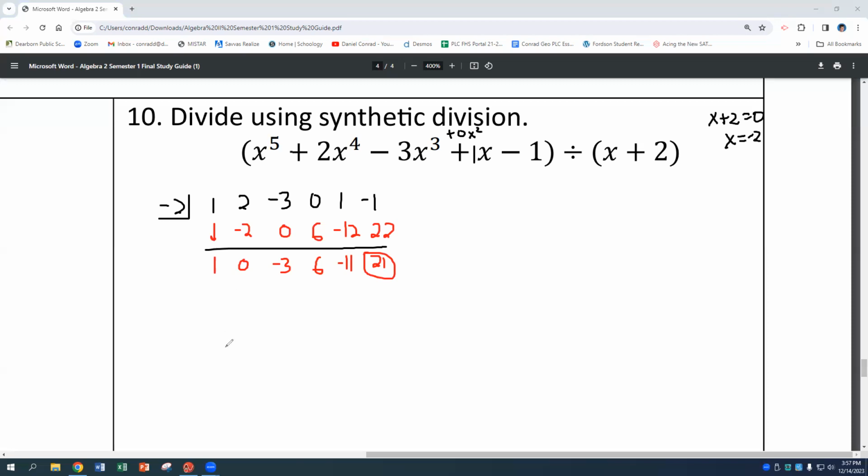Okay, it's x to the 5th, so we're going to drop it down to x to the 4th plus 0x to the 3rd minus 3x squared plus 6x minus 11 plus 21 over x plus 2. Okay, I don't need to write the 0x to the 3rd, so I'm actually going to erase that and just leave it as x to the 4th. There's synthetic division.